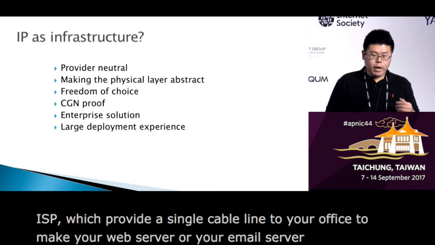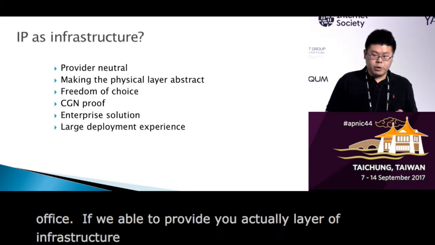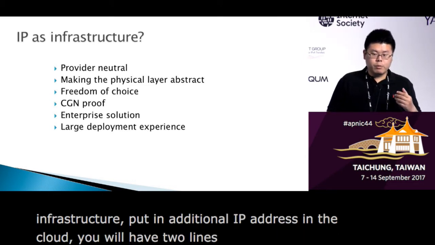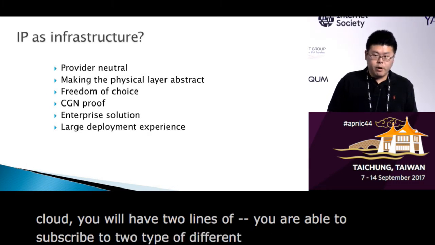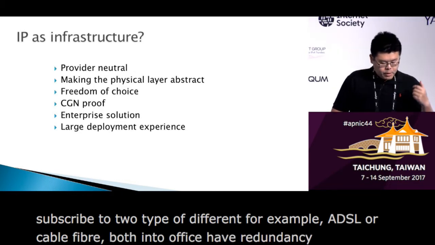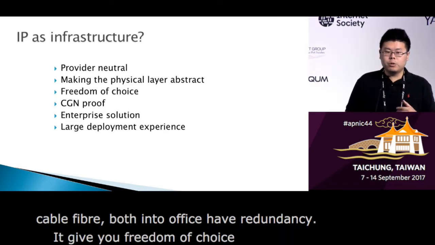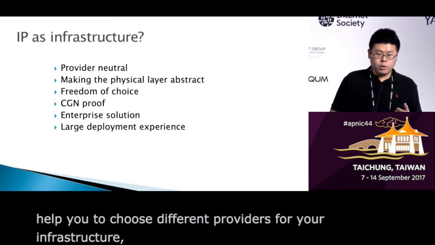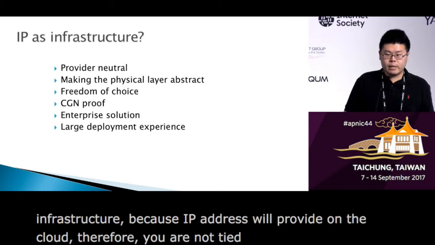If we are able to provide you an extra layer of infrastructure, putting an additional IP address in the cloud, you will be able to subscribe to two different types of lines, for example ADSL or cable fiber, both into the office, and have redundancy. It gives you freedom of choice, of course. It will help you choose different providers for your infrastructure because the IP address is provided in the cloud. Therefore, you're not tied to your connectivity providers.